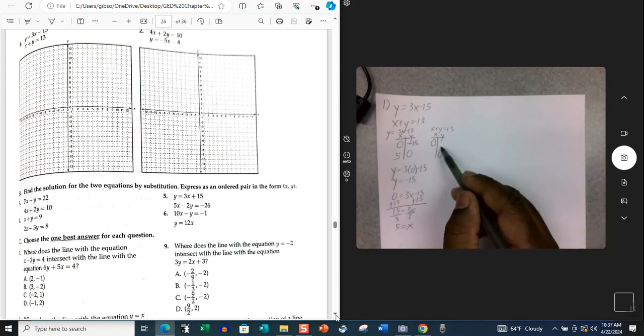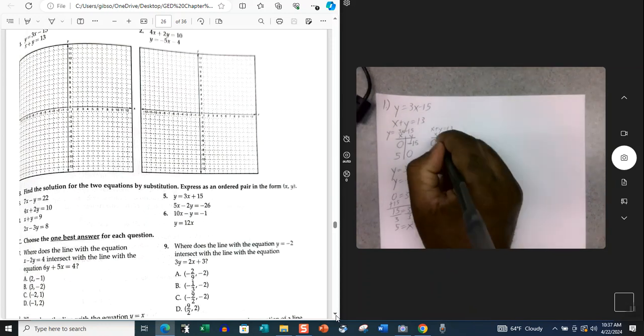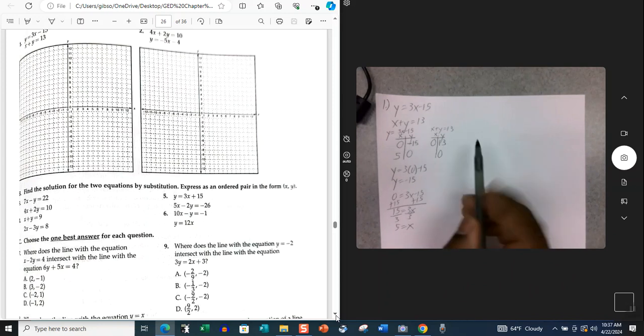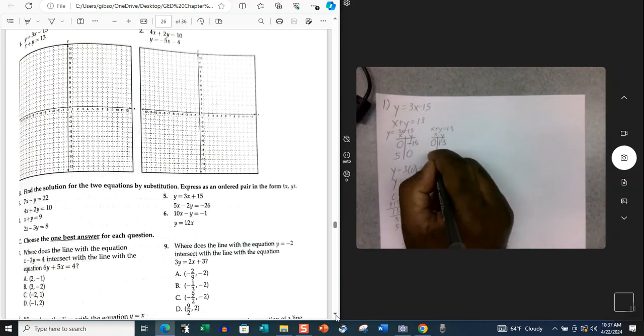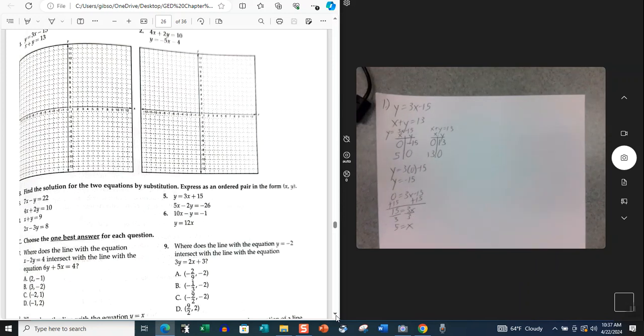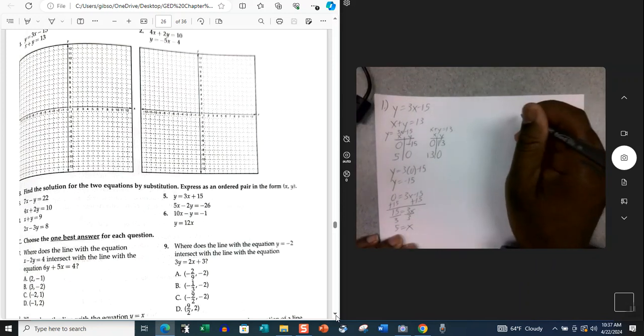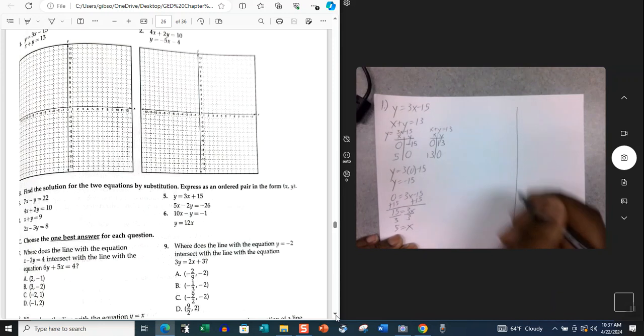Okay, now let's go to the second one. We have x plus y equals 13. So when x is 0, y will have to be 13. Now here, when y is 0, that means x will have to be 13. So now we have our ordered pairs. So now we're going to do a graph.